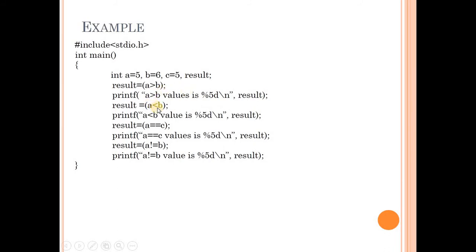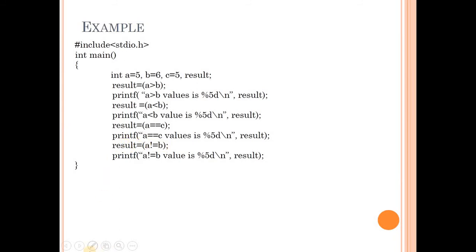Next, a less than b also gives a value. And next, a equal to c is a comparison here. Whenever we are comparing, the value of a is 5 and c is also 5. So 5 equal to 5, true or false? Yes, it is true because both are 5. Then the result will be 1. And here also our result will be 1, and a not equal to b, 5 not equal to 6, is also true, so the result is 1.